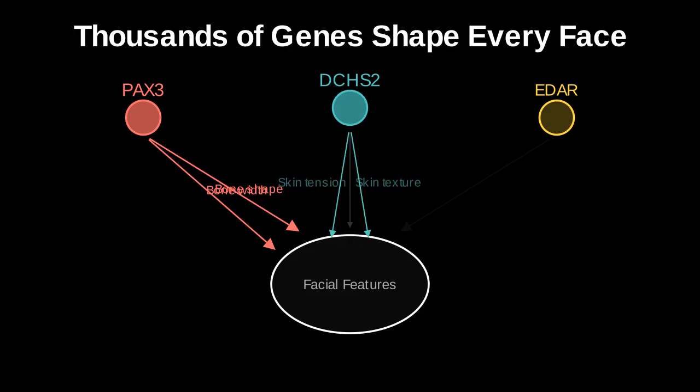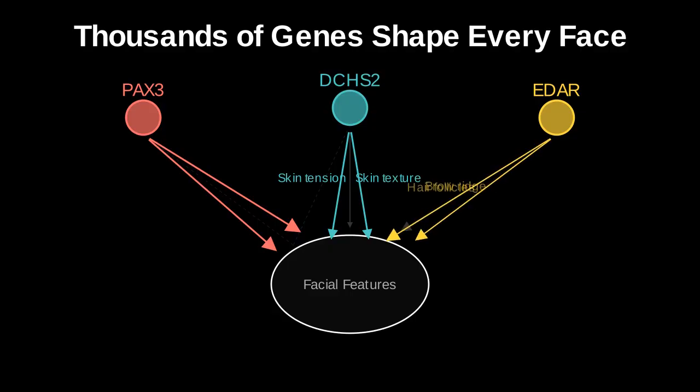Now, DCHS2 activates, adding an independent layer. It controls skin tension and texture, completely separate from the bone foundation. Each added gene multiplies the possibilities. Bone variants and skin variants already combine into dozens of potential starting configurations.